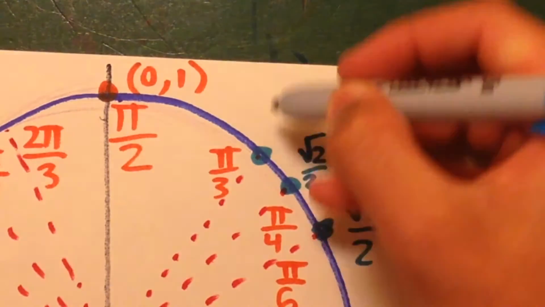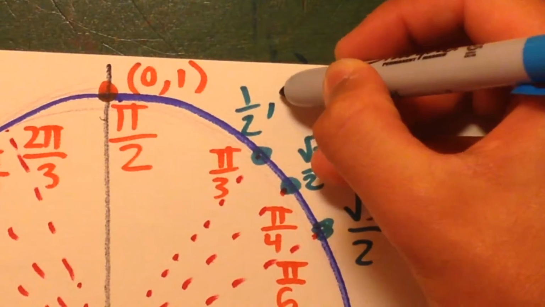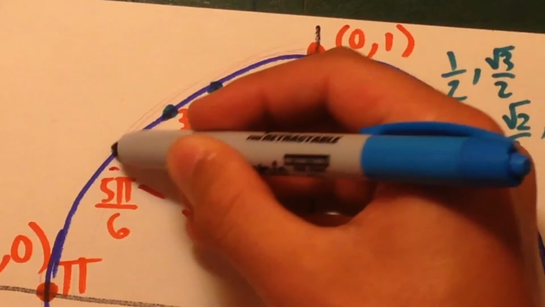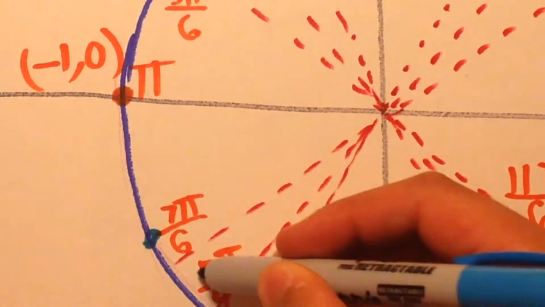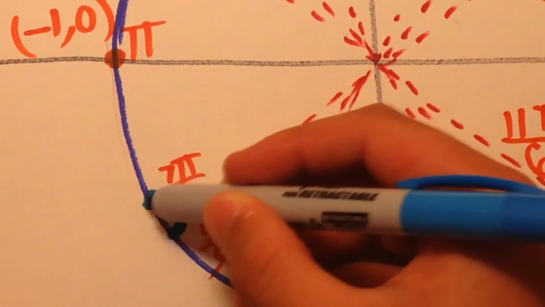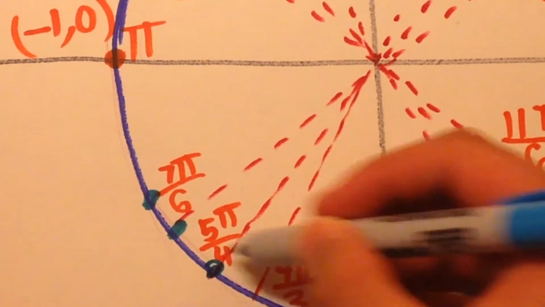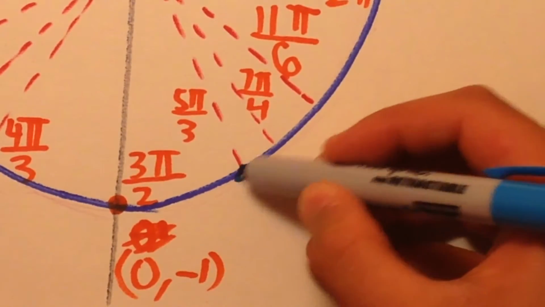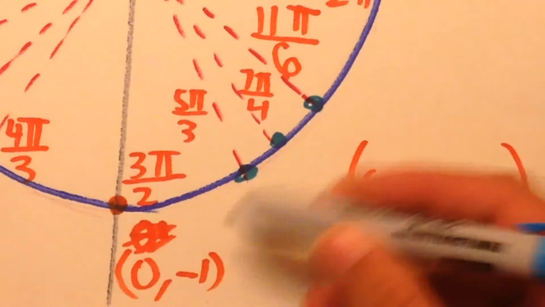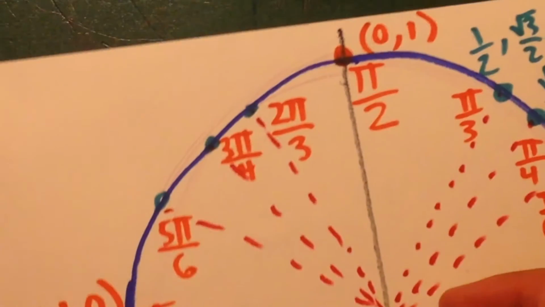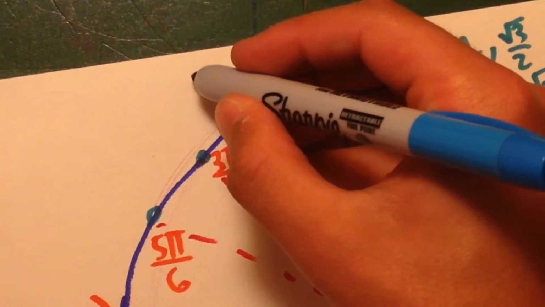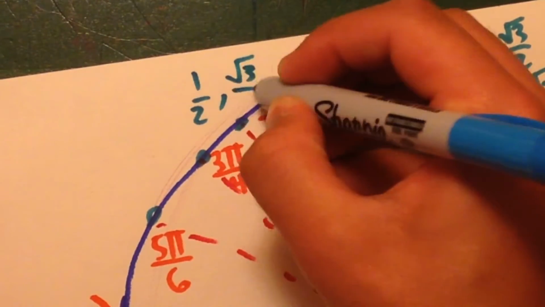And then this point right here is going to be a half comma square root of 3 over 2. Now it's going to be the same thing all around for these points, this and this, not this. And then it's also going to be for these 3 points, except we're just going to change the signs, plus or minus. So this here is going to be a half comma square root of 3 over 2.